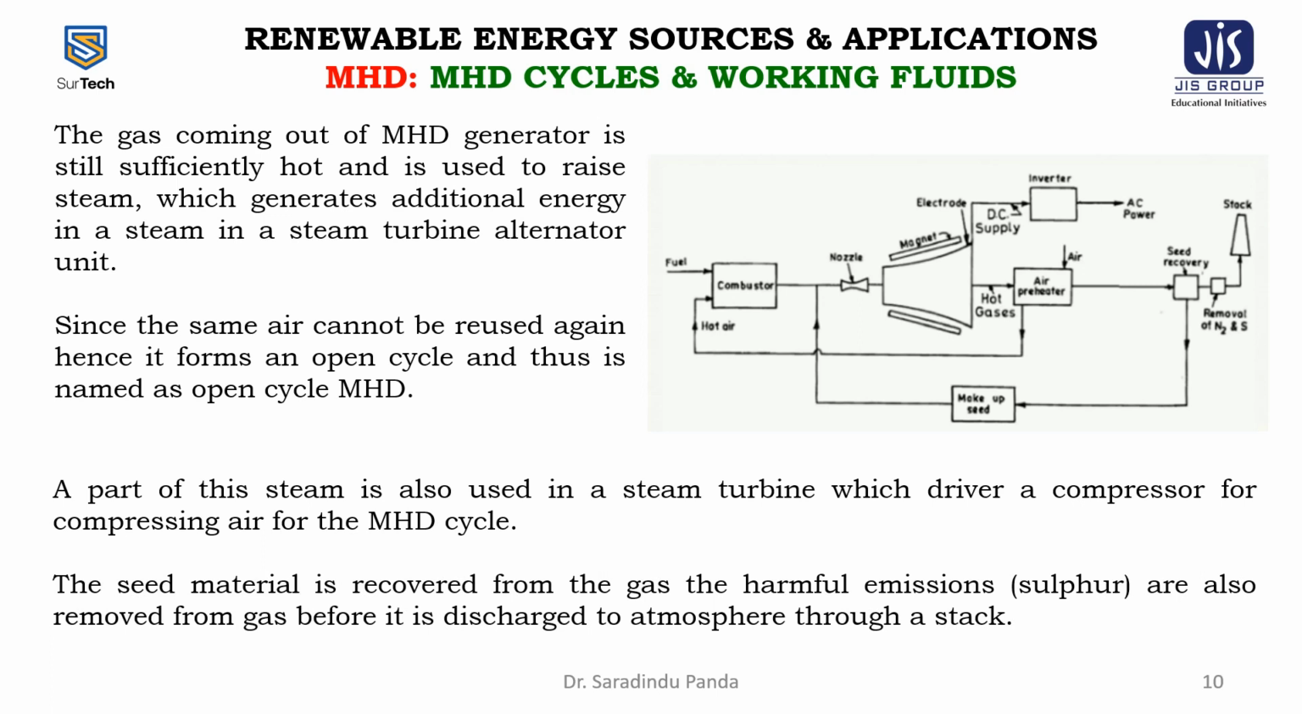The seed material is recovered from the gas. The harmful emissions of sulfur are also removed from the gas before it is discharged to the atmosphere through a stack. This is the seed recovery system and this is the nitrogen and sulfur removal system, and finally it is discharged to the atmosphere through the stack.